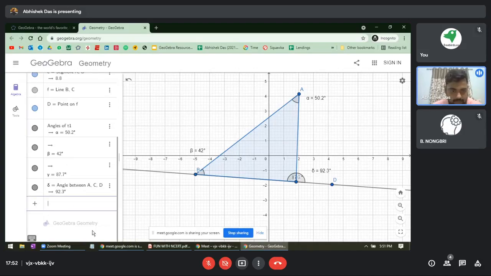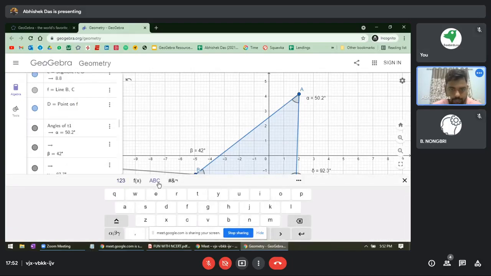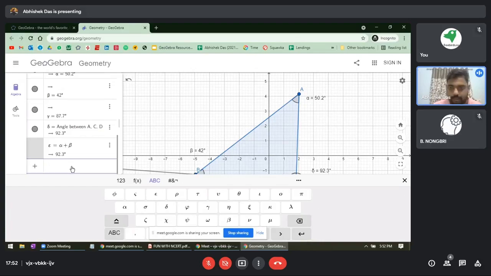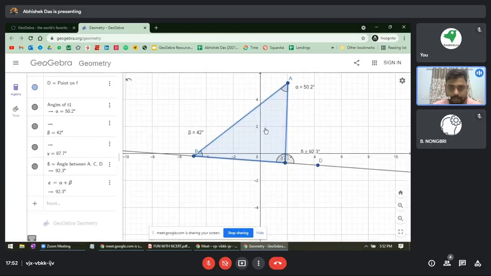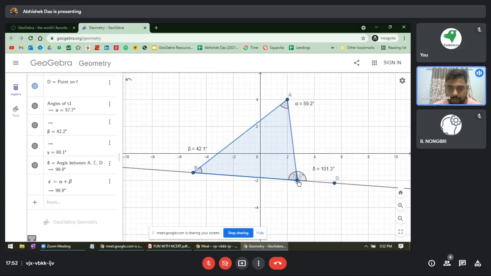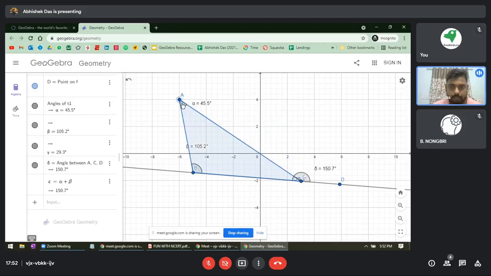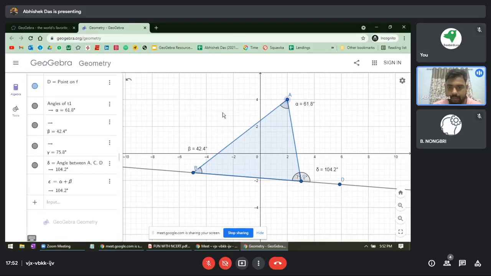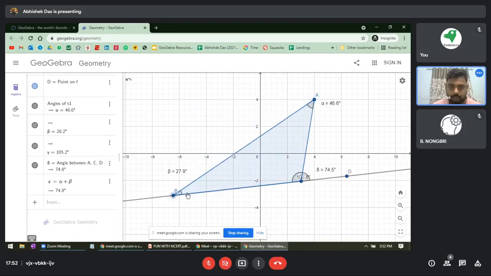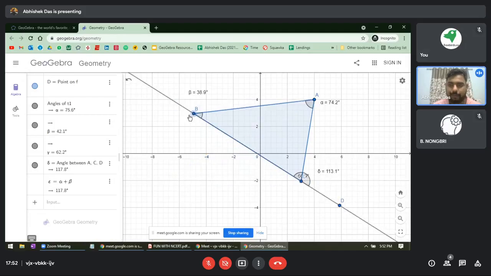Now, what we can do out here, we can find out angle alpha plus angle beta. Let's see what their sum is. So this alpha plus beta is approximately 92.3, which you can see is the measure of this exterior angle. And if I move this, I can change the shape of the triangle. You can see the angle ACD, which is the exterior angle, is always equal to the sum of the two interior opposite angles. Right? Pretty cool stuff, right?